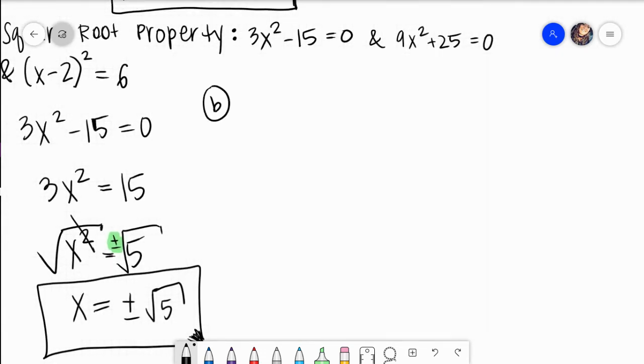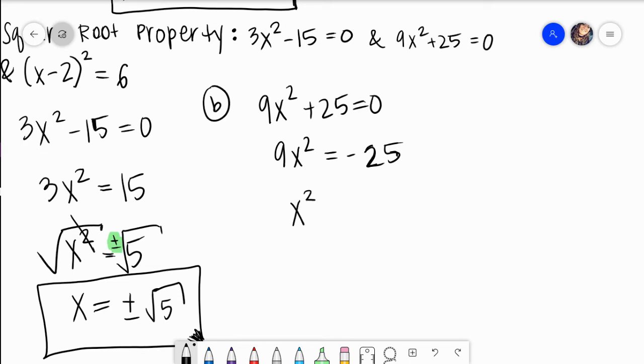Okay, let's do this other one right here. We have 9x squared plus 25 equals 0. Okay, same first step, isolate whatever has our variable. And then we're not done yet because I noticed that my x squared is being multiplied by 9. So what I do is I'm going to do the opposite of multiplication, right? The inverse, and that is division.